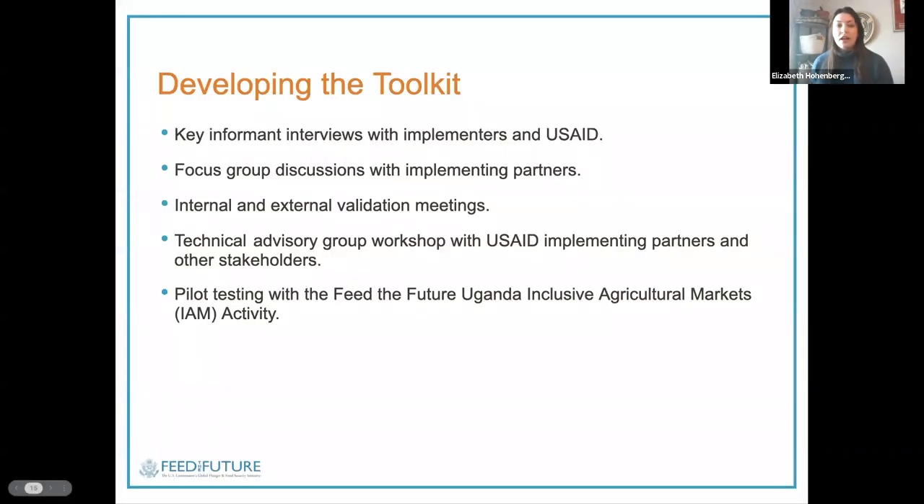Next slide, please. So we developed the toolkit through a multi-stage process. We conducted key informant interviews with GBV public and private implementers to get their feedback on the tools they used or developed themselves, as well as 11 key informant interviews with USAID mission staff. We held 3 focus groups with the agriculture implementing partners, and internal and external validation meetings within our team and with USAID. In the fall of 2020, AWE held a technical advisory group workshop with 12 implementing partners, where we collected feedback that informed the first draft of the toolkit. And as I've mentioned, AWE conducted pilot testing of the draft toolkit with the USAID Feed the Future Uganda IAM activity. Pilot testing took place over a 9-month period, and we'll talk a little bit more about how that worked out during our fireside chats.